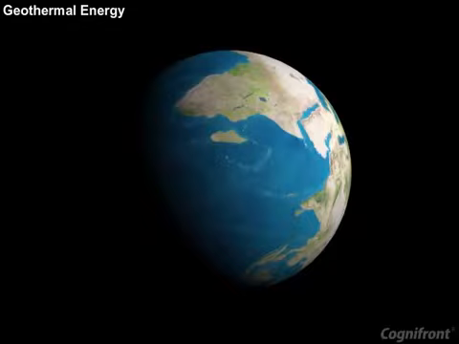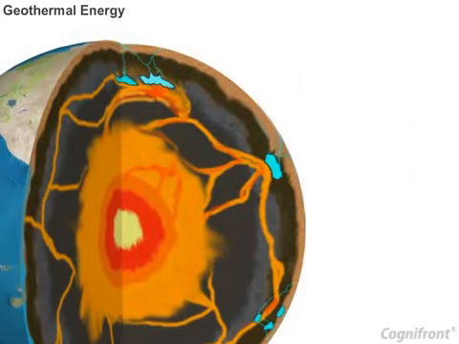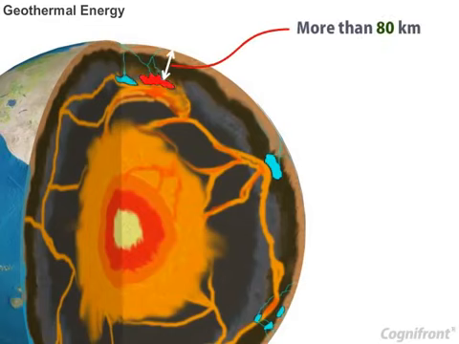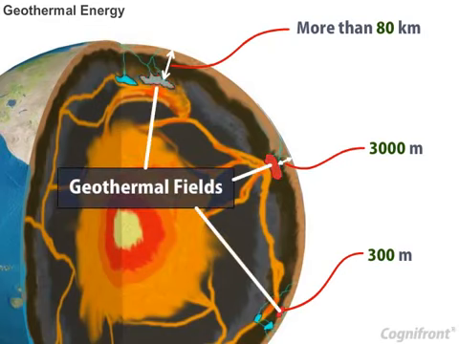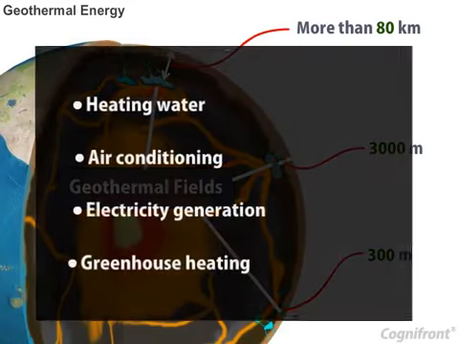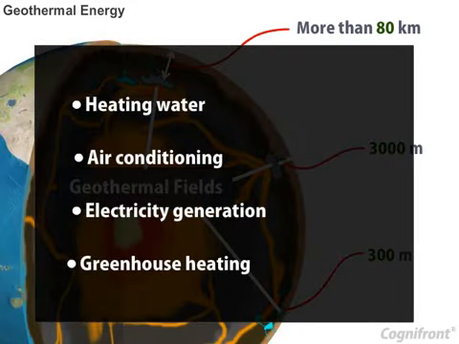Geothermal energy is the heat energy acquired by the earth. Here, the source of the heat is earth, hence the name geothermal. Heat inside the earth is available at a depth of more than 80 kilometers. In some locations, it is available at a depth from 300 to 3000 meters. Such locations are referred to as geothermal fields. Geothermal energy is used for heating water, air conditioning, electricity generation, greenhouse heating, etc.